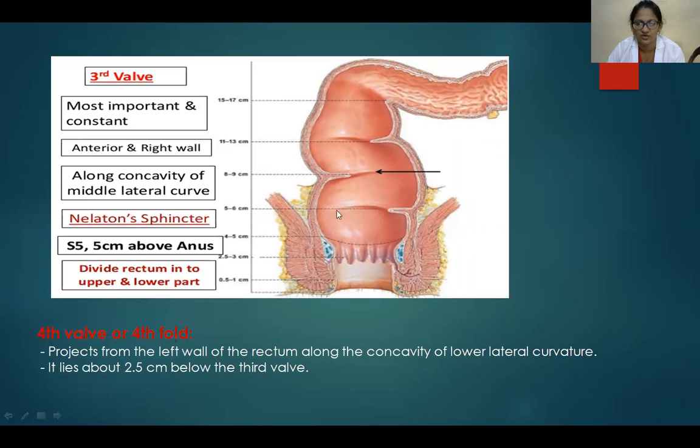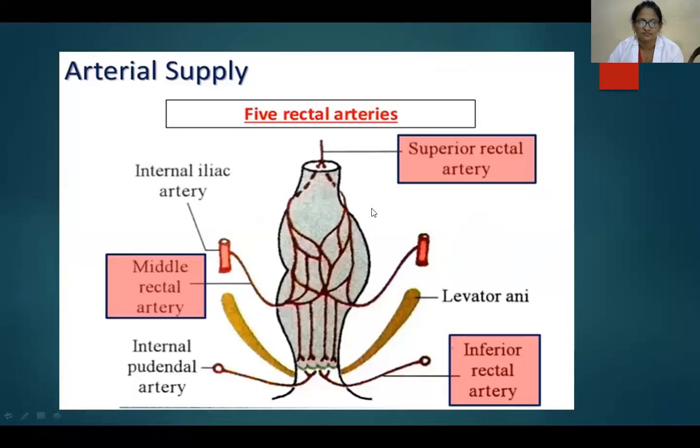Below that third wall, it is called the rectal ampulla. Next, coming to the fourth wall. The fourth wall is formed by the left wall of the rectum, along the concavity of the lower lateral curvature. It will be 2.5 centimeters, which means 1 inch, above the third wall. Okay, this is about the walls of the rectum.